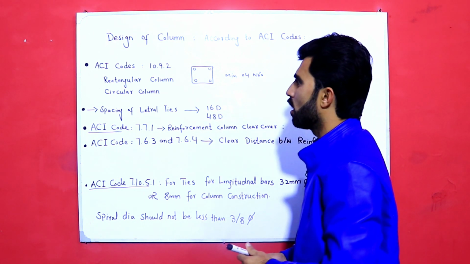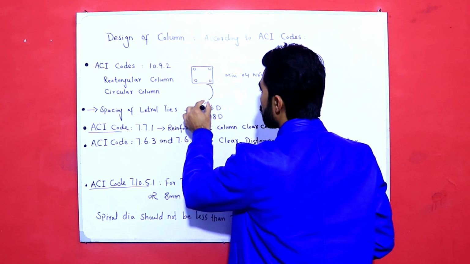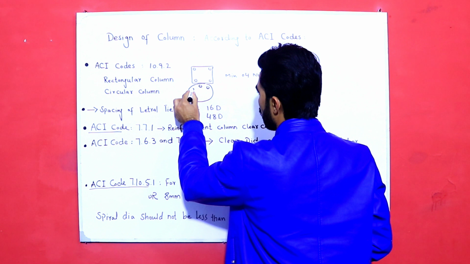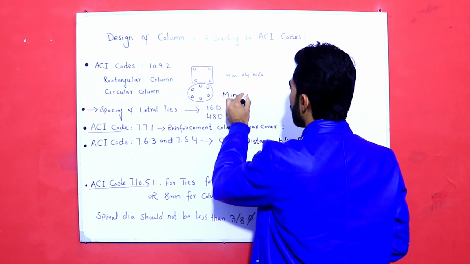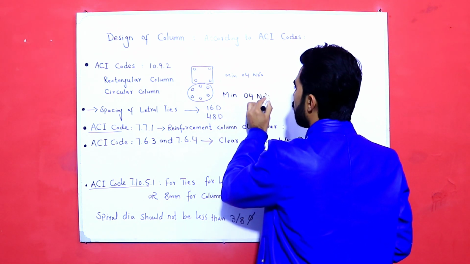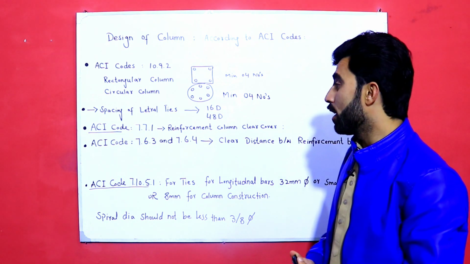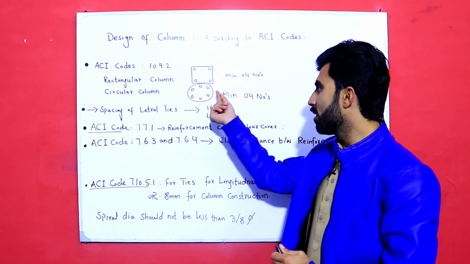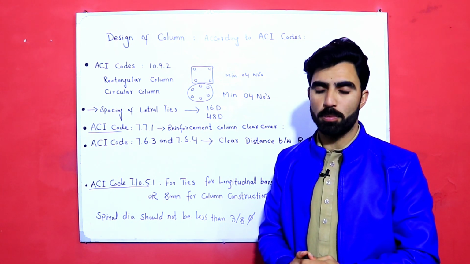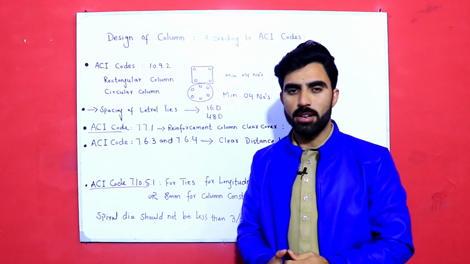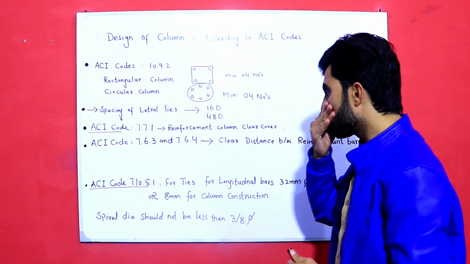The second one, in ACI Code 10.9.2, is for circular column. For a circular column, use a minimum of 6 steel bars. This is important and you should know about it. If you use 4 steel bars in circular columns, it is not a good design, and you will face more problems in structural design of the column. Therefore, the minimum should be 6 for circular.